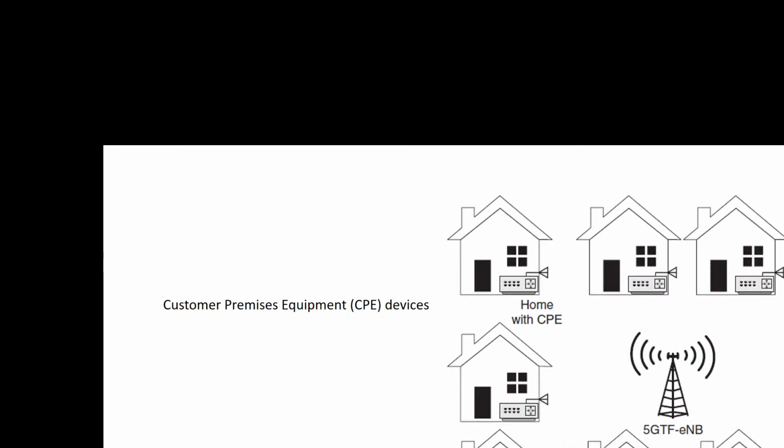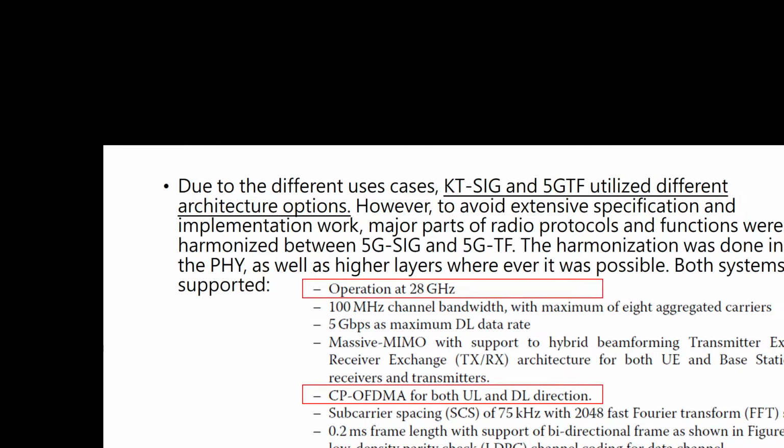So in 5G, we also proposed customer premises equipment, CPE devices, at home. So in the future, we don't need to set up fiber to the individual home. You just need to have a CPE, customer premises equipment, that you can link to the new radios.